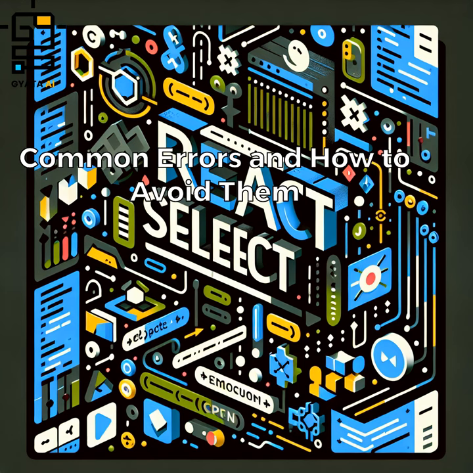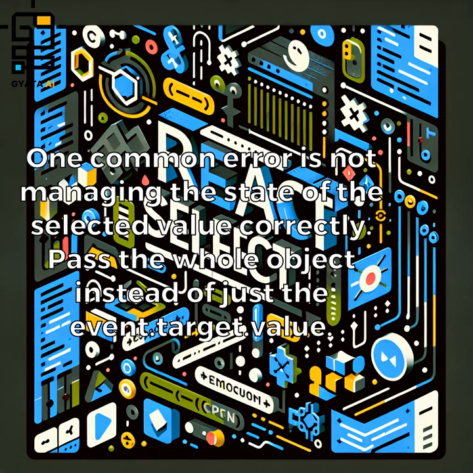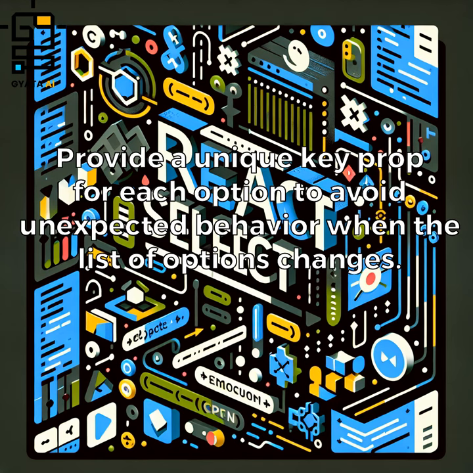Common errors and how to avoid them. One common error is not managing the state of the selected value correctly. Pass the whole object instead of just the event.target value. Provide a unique key prop for each option to avoid unexpected behavior when the list of options changes.